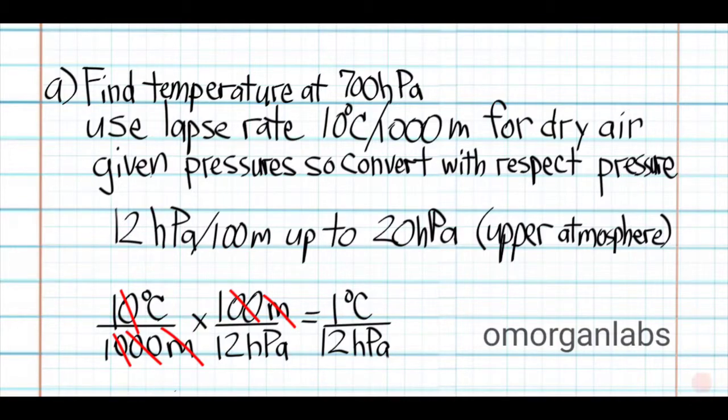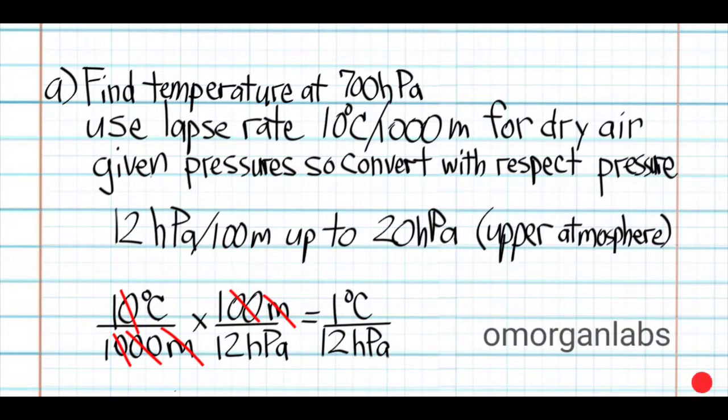But we're given pressures, right? We're not given altitudes. So what you have to do is convert your altitude, your 1,000 meters, to pressure. So we have this 12 hectopascal per 100 meter conversion. That's like a lapse rate in terms of pressure. Okay, and we can use this conversion all the way up to 20 hectopascals. That's the upper atmosphere. The curve kind of levels out when you get up to those upper atmosphere altitudes.